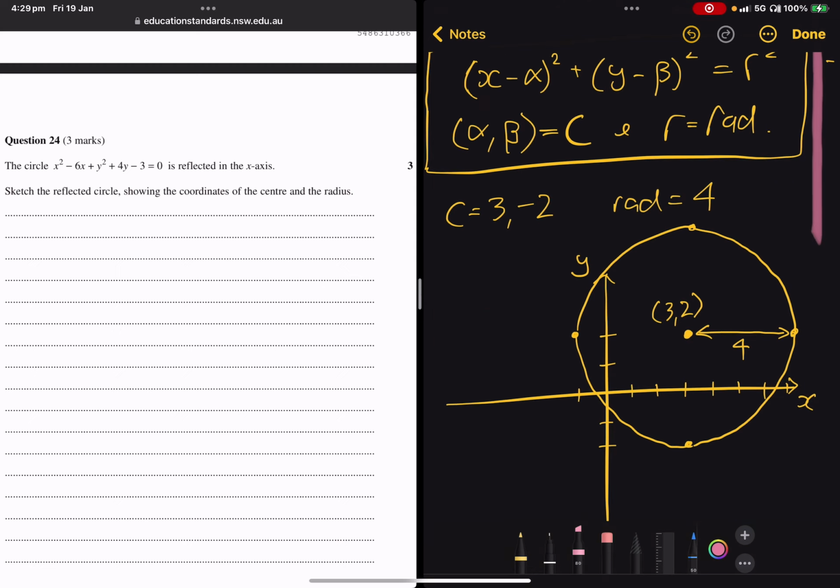And then the third mark is provide correct solution. So you will need a graph of the circle, a reasonable graph of the circle. Ideally it will have the radius distance labeled in the diagram, and it will have the center of the reflected circle. So this is approximately how this question should work.